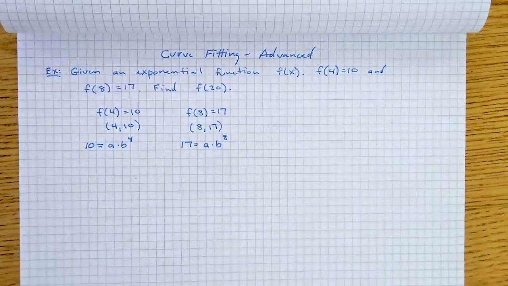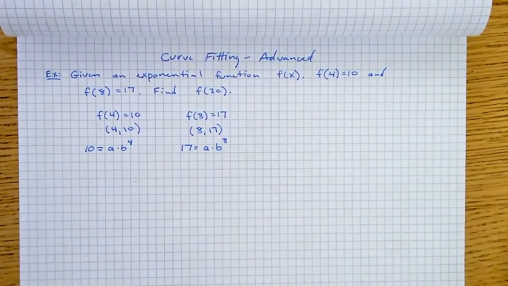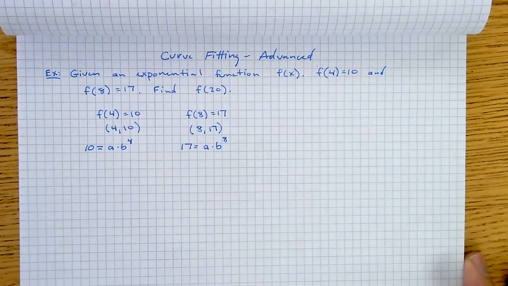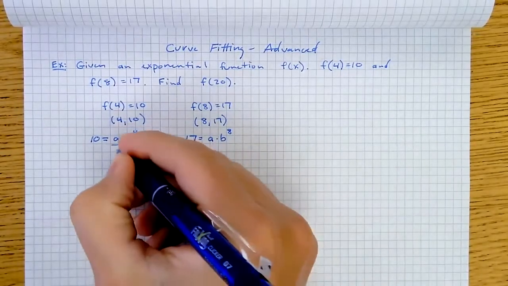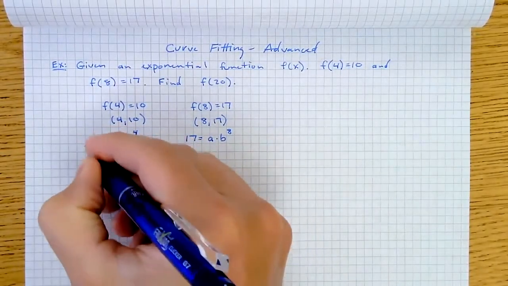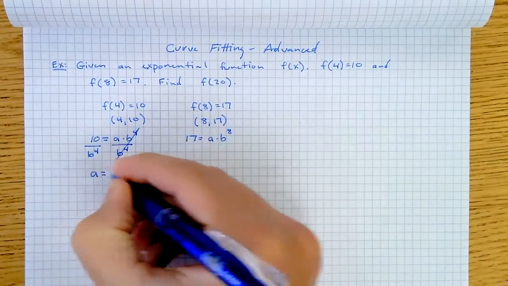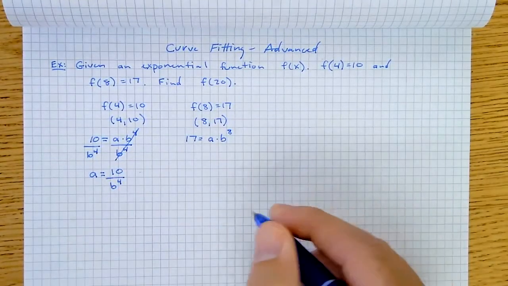So we still have our 2 equations that we can write based off of that information. Okay, 10 equals a times b to the 4th, and 17 equals a times b to the 8th. Okay, so we're going to solve it just like we normally would. We're going to get a on a side by itself. So let's divide both sides here by b to the 4th. Those cancel out. So I have a equals 10 divided by b to the 4th.